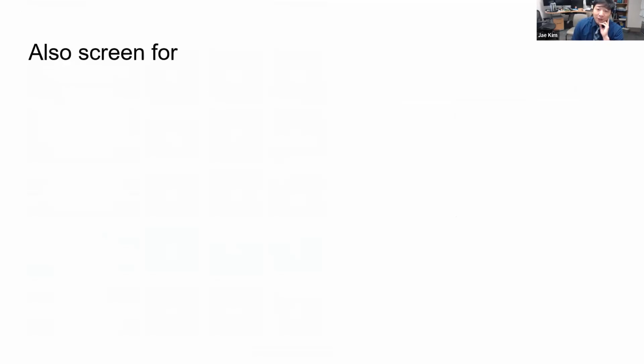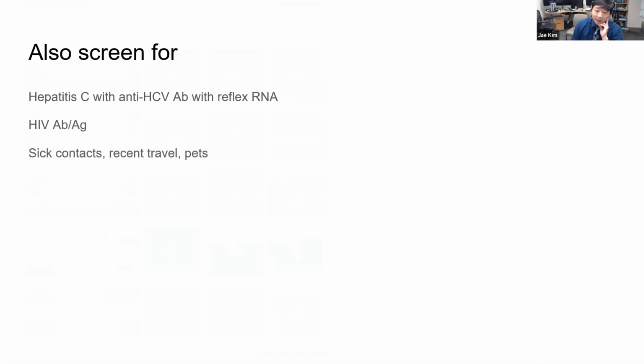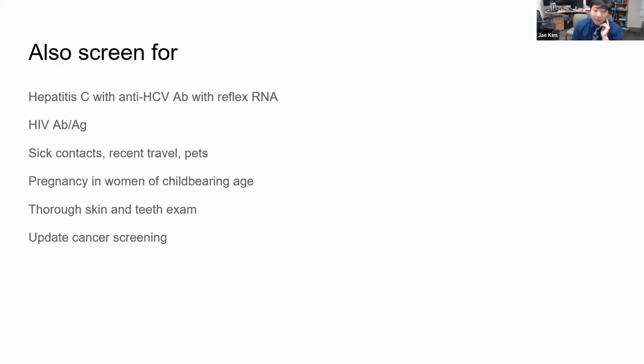All right, we should also screen for Hep C with reflex RNA, HIV, sick contacts, recent travel, pets, pregnancy in women of childbearing age, perform a thorough skin and teeth exam, and update cancer screening. All right, moving on to vaccines.